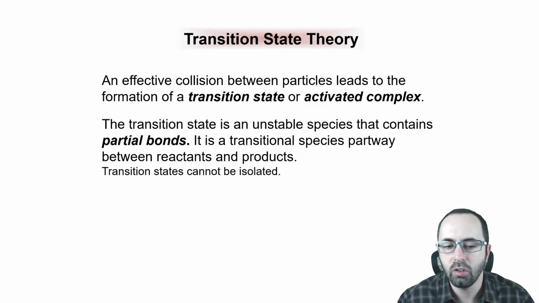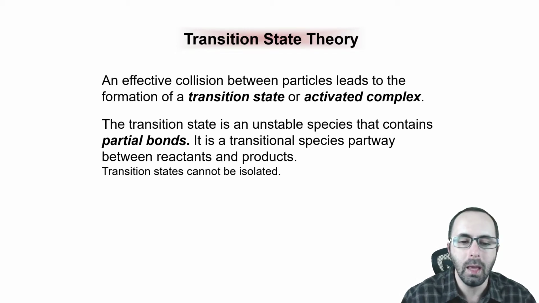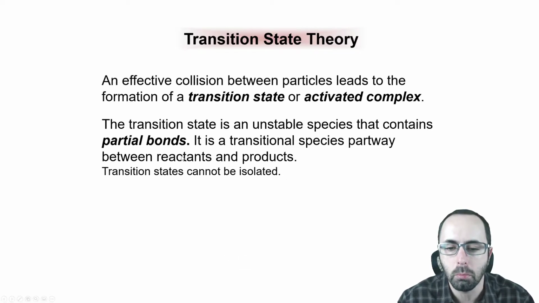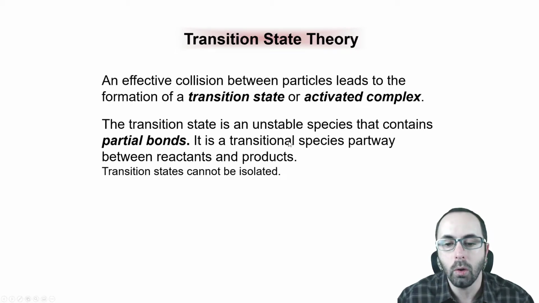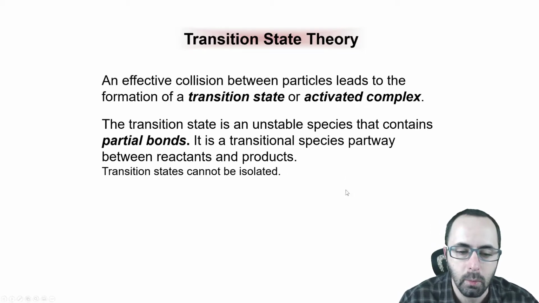It's a situation where the bonds that need to be broken in the reactant molecules are starting to be broken, and the bonds that need to be made in the product molecules are starting to be made. So that involves partial bonds. And it's a transitional species, and it's usually very, very short-lived. It doesn't stick around for very long. It's very high in energy. It's unstable. And so it will immediately go and make the products, or return to the reactants. And I'll show you what that looks like in a picture on the next slide.